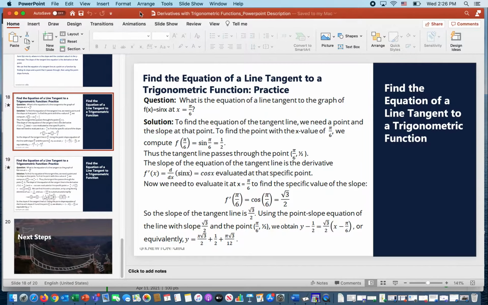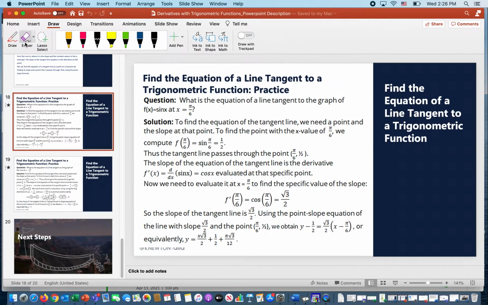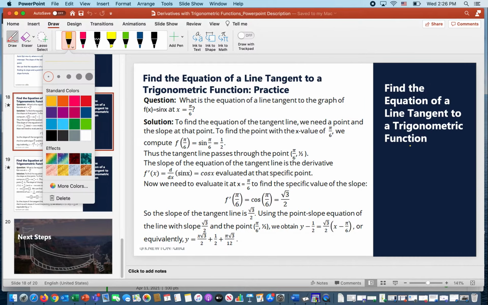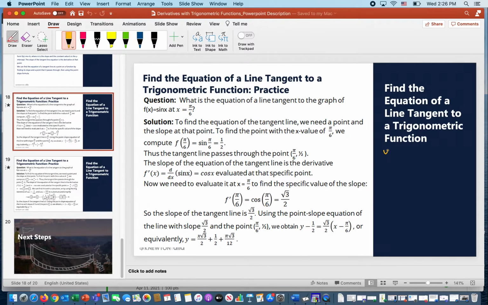So here's a question that I wanted to take a look at with you, and it involves finding the equation of a line tangent to a trig function. One of the things I want you to realize is that when you've written equations of lines before, if you ever took an algebra class, you've done this where you have y minus y1 equals m times x minus x1. So we need an x and a y value, but we also need the slope of that tangent line.